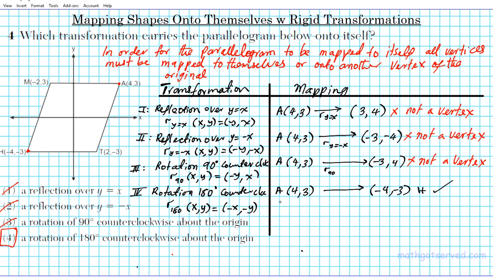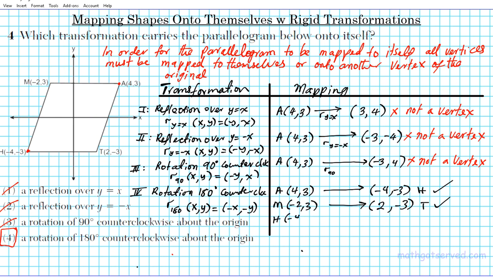Good. If you apply it to point M, which is negative 2, 3, you just negate the x, right? So this one is going to be, I'm sorry, you negate both of them. It's going to be 2, negative 3. Do we have 2, negative 3 here? Yes, we do. Point T. Check.